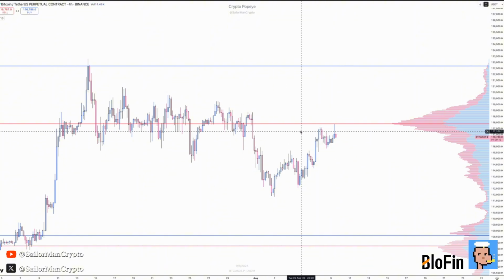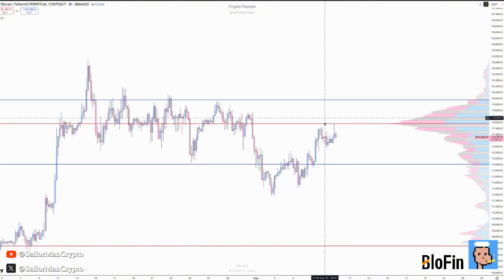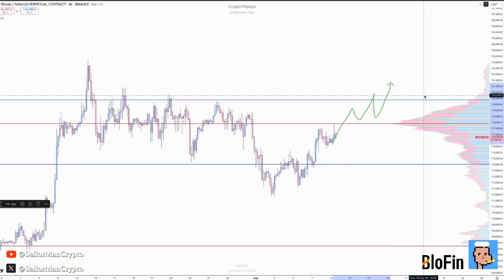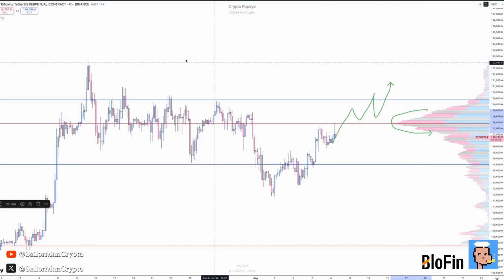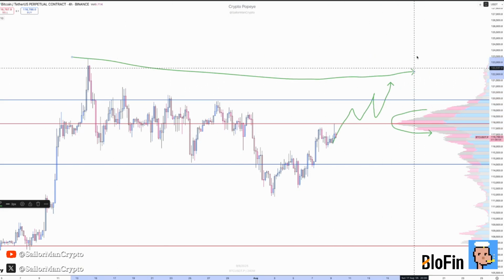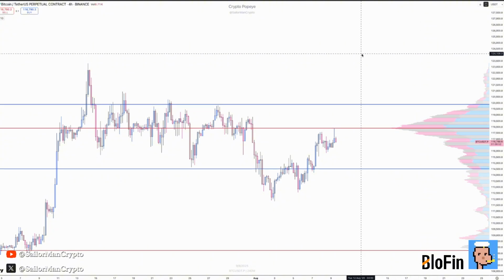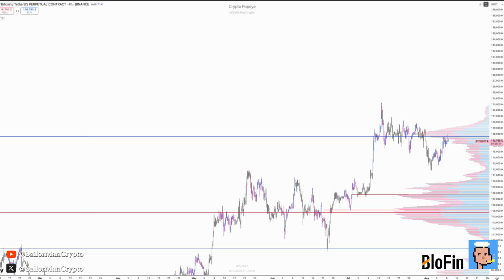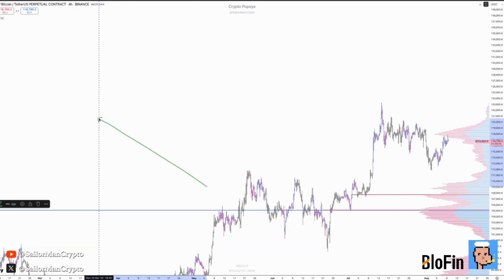As you can see, now we are at a key level because we are testing, and initially being rejected from this key node. If price fails to trade above this level, you can expect a little correction. If price starts to break above and finds acceptance above this node, you can expect this high up here to be taken. So this is the first application once you understand how it works.